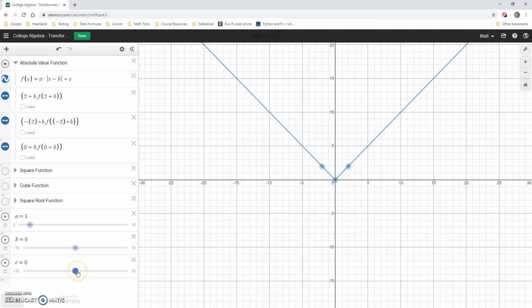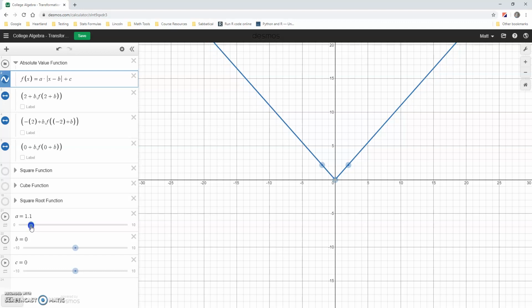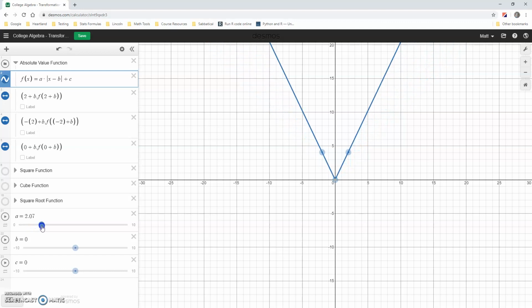So b and c control slides or translations, where the graph just shifts or moves in unison. When we adjust this value for a, that value being multiplied outside the absolute value bars, we're going to see some slightly different behavior. What we're going to see is something that we refer to as a vertical stretch. If you watch those 2 points that aren't at the origin, as a gets larger, they're just being stretched straight up in the vertical direction, which has the result of making the steepness of both of those lines increase. So our starting point for that value a was 1.